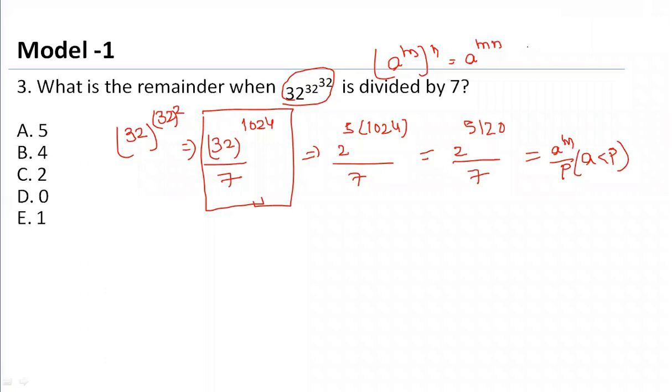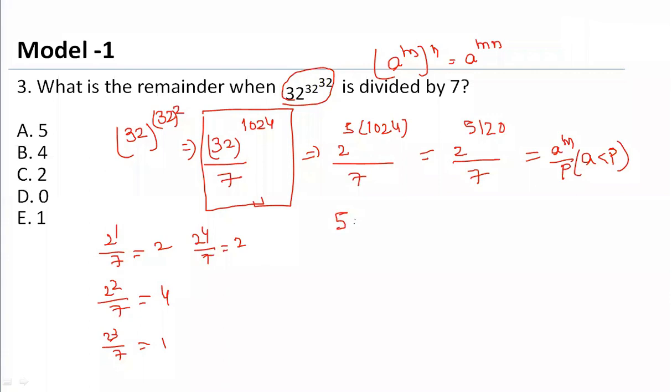So you try to find out after how many powers of 2 the remainders are going to get repeated. So 2 power 1 by 7 remainder equal to 2. 2 square by 7 remainder equal to 4. 2 cube by 7 remainder equal to 1. Next 2 power 4 by 7, 16 by 7 remainder equal to 2. 2, 4, 1, 2, 4, 1, 2, 4, 1. Again the same cycle is going to get repeated.